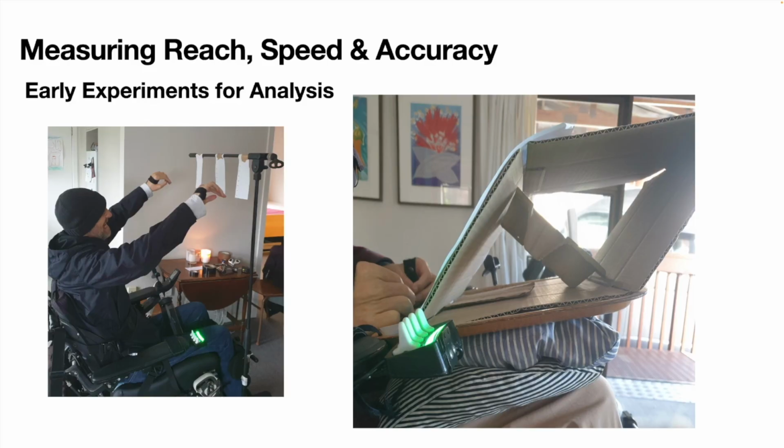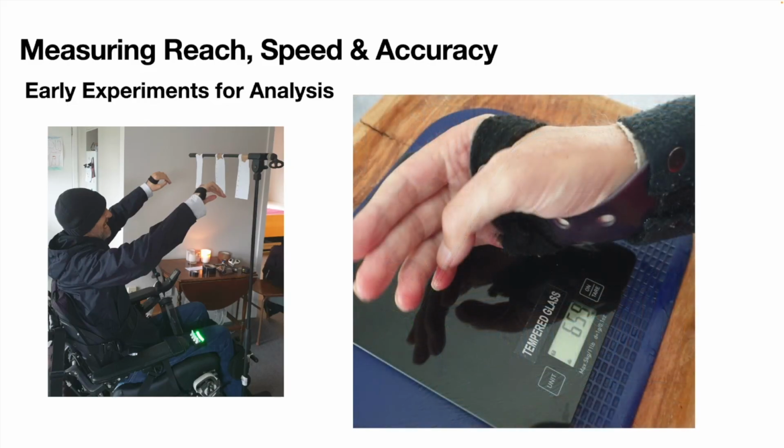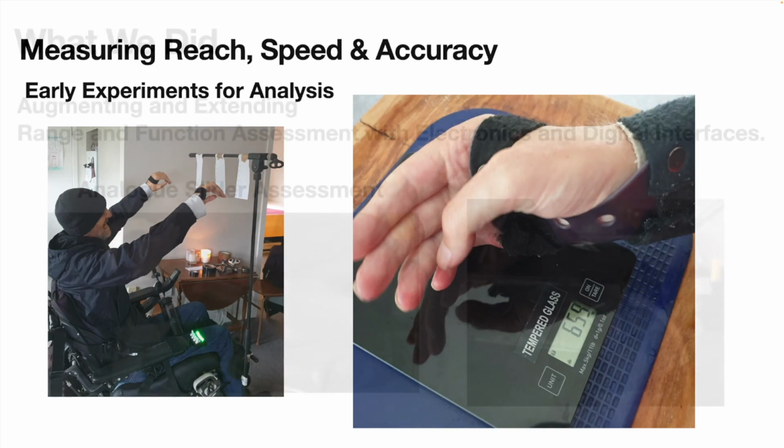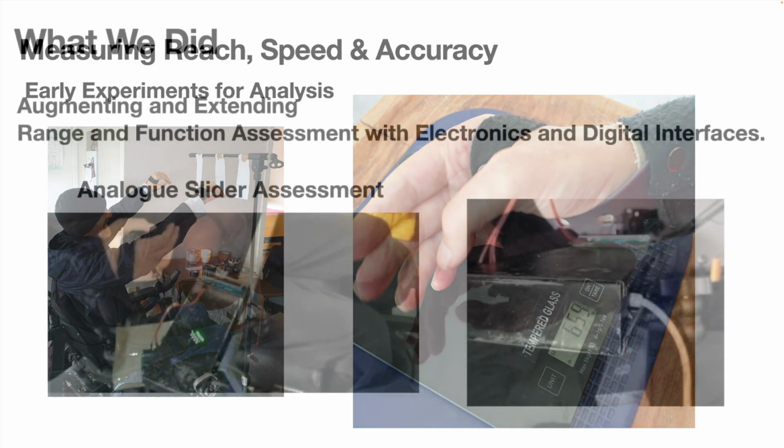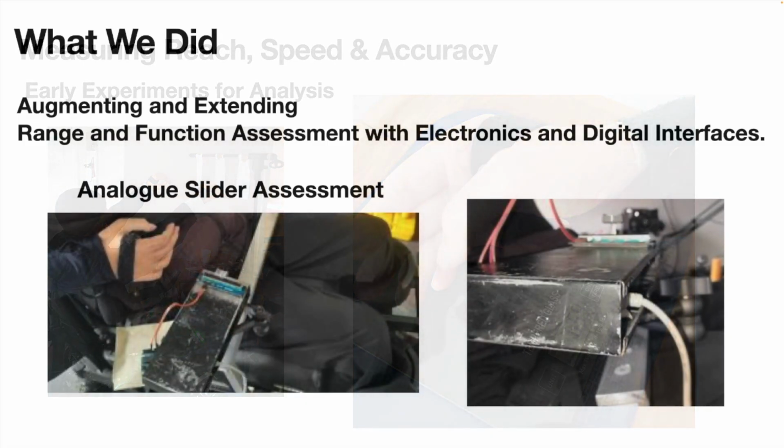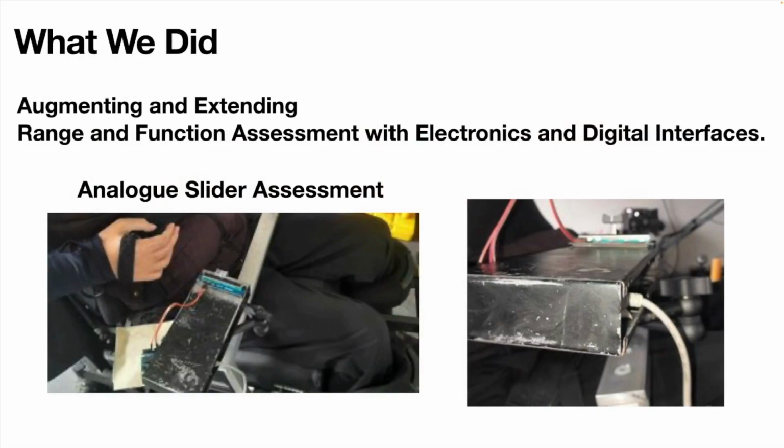This last slide shows pressing on kitchen scales to measure force. So these experiments show how using everyday objects, simple ideas that are extended from occupational therapy, can be used in your own way. We then look to augment and extend these ideas further using sensors and digital interfaces to get more accurate measurements. The first of these was using an analog slider and creating a time to target test.